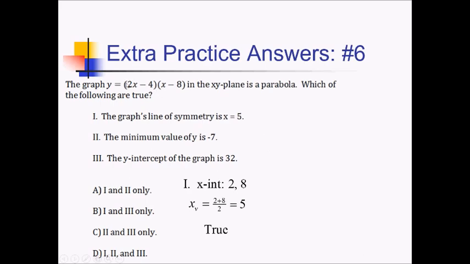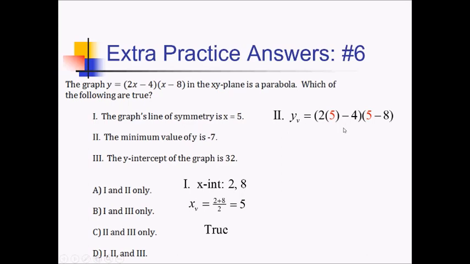Now, since this parabola has a positive out in front, this parabola opens upward, which means that its vertex is going to be at the bottom of the parabola. So if you want to find the minimum, just find the y value of the vertex. Okay, well, we've got the x value of the vertex right here. It's 5. So to find the y value, we just need to plug that 5 in for x in the original equation. So we'll have 2 times 5 minus 4 times 5 minus 8.